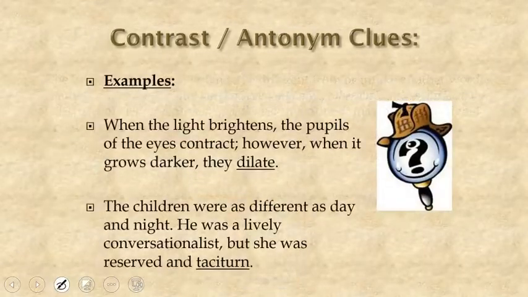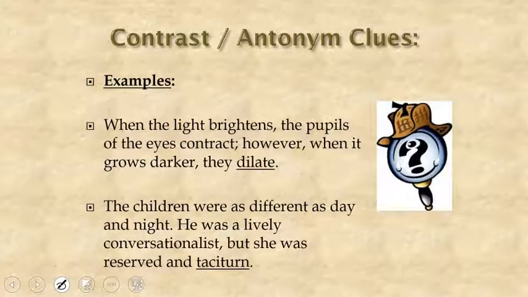Let's see another example. "When the light brightens, the pupils of the eyes contract. However, when it grows darker, they dilate." The "however" is telling us that there is an antonym. If we don't know the word dilate, it means the opposite of contract. What is the opposite of contract? Expand. So these are the contrast, or antonym, clues.